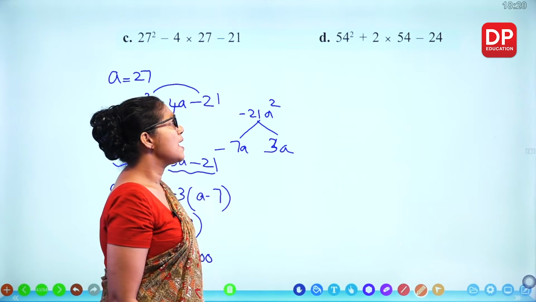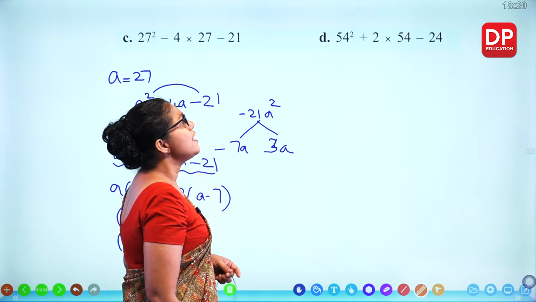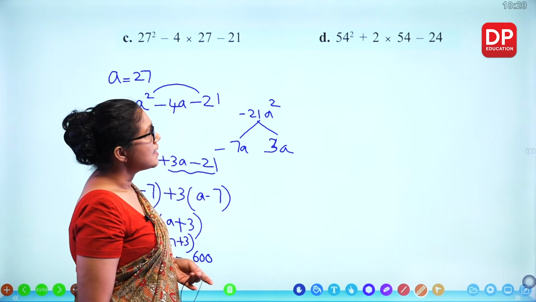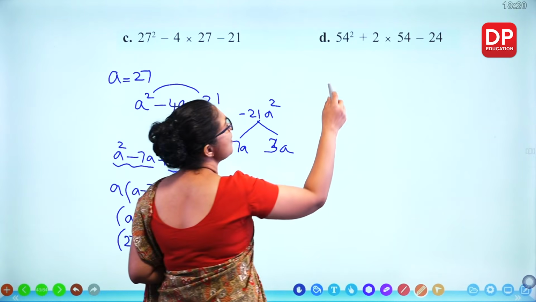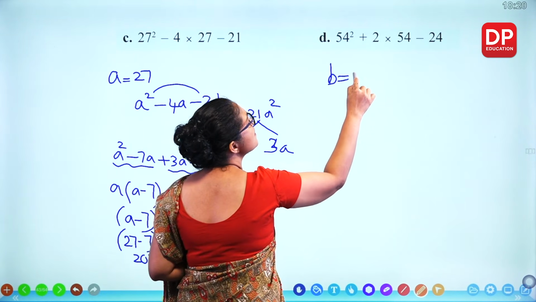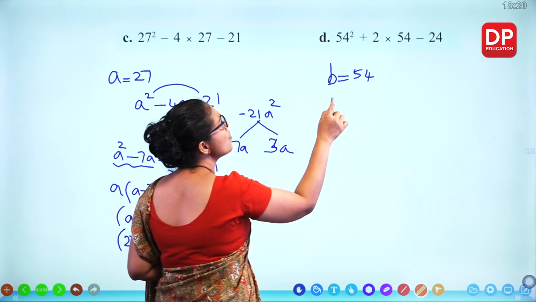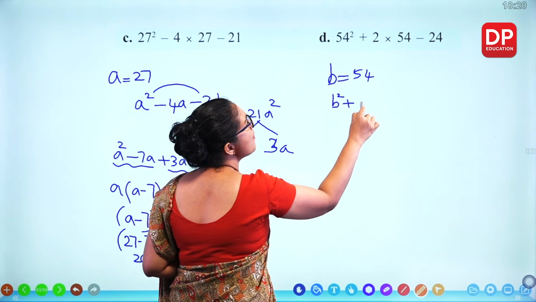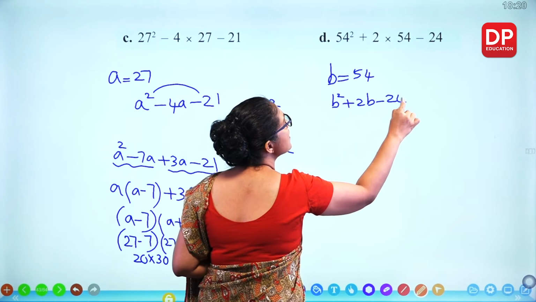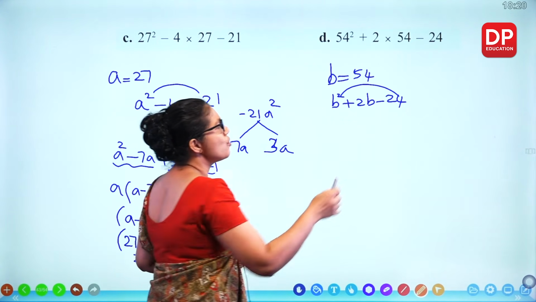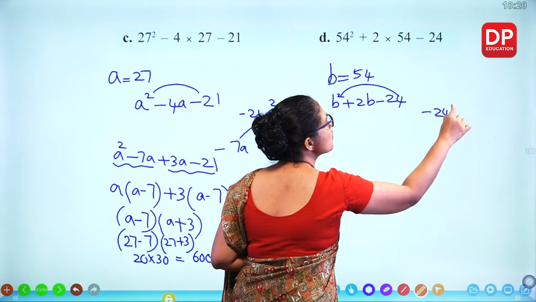Again, same as before. So we need to take 54 as a letter. So here I'll take B. B as 54. Convert to an algebraic expression. You get B squared plus 2B minus 24.